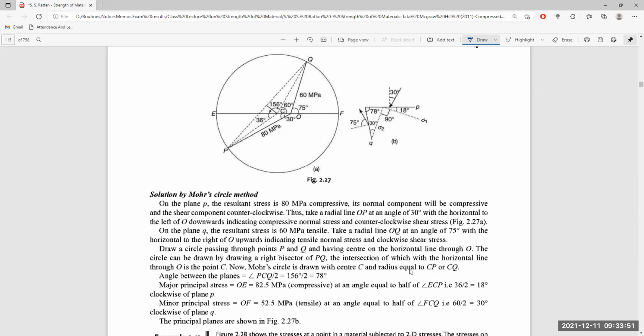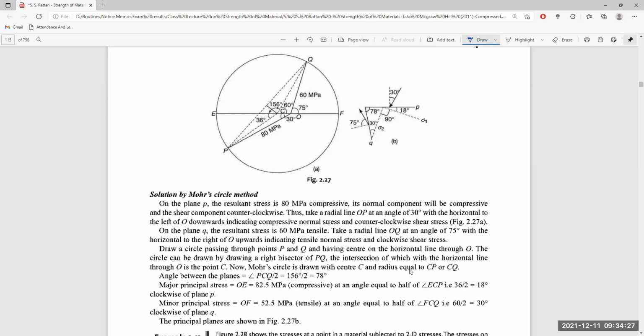On the plane Q, the resultant stress is 60 MPa tensile. Take a radial line OQ, that is O into Q, at an angle of 75 degrees with the horizontal, to the right of O, upwards, indicating normal stress and shear stress. Draw a circle passing through the points P and Q and having its center on the horizontal line through O, with radius CP or CQ. The circle can be drawn by the right bisector of PQ.